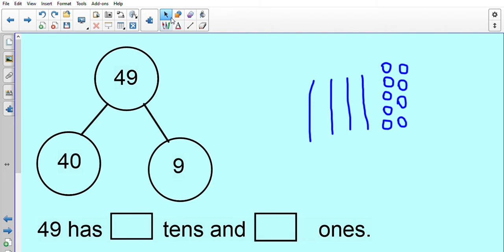Fantastic. So 49 has got, oh, I went a bit wrong there. Let's press the back button. Has got 1, 2, 3, 4 tens.